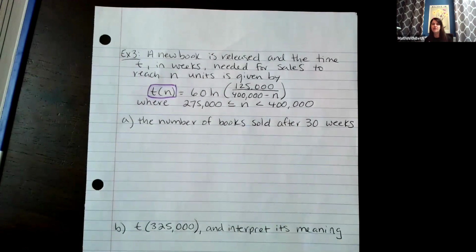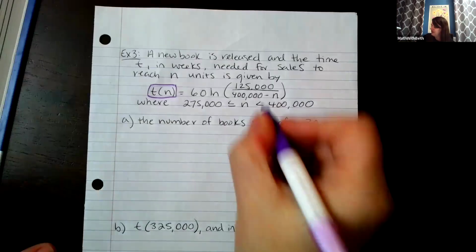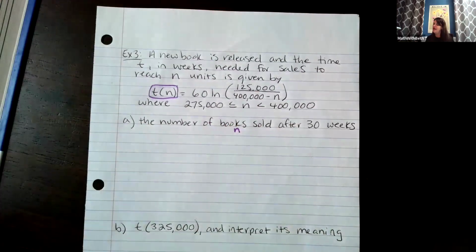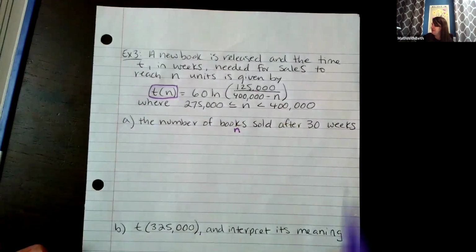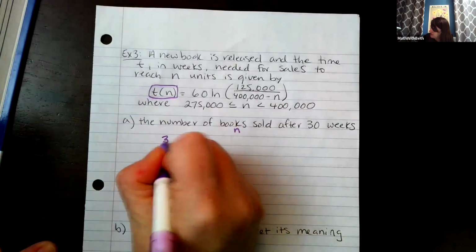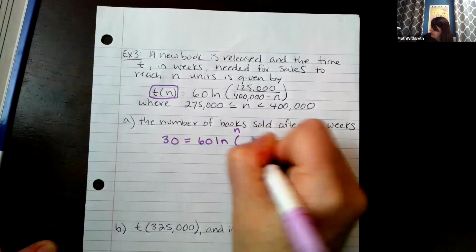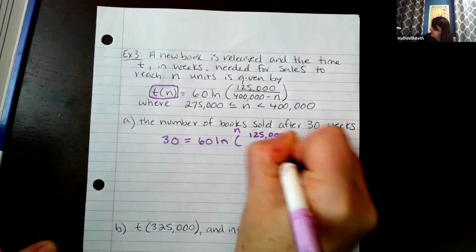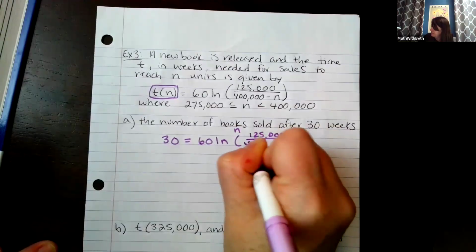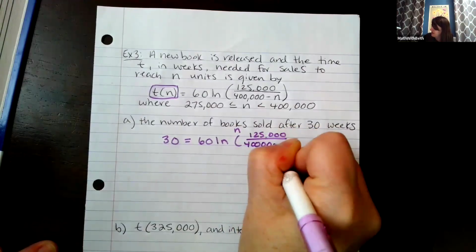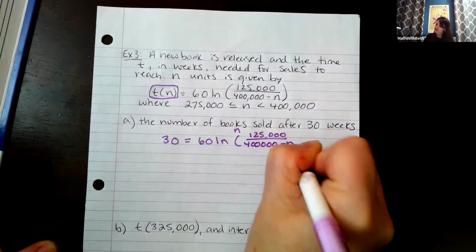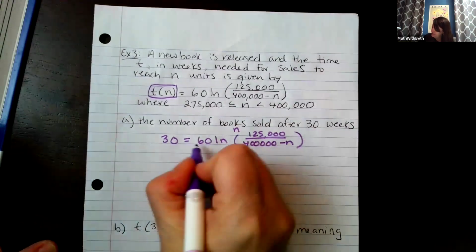So for A, the number of books sold means they're asking for the n. After 30 weeks means they're giving us the t. So we can just plug 30 in over here and then see if we can solve this, which is going to be a little tricky. So you might want to try it and see if you need help.